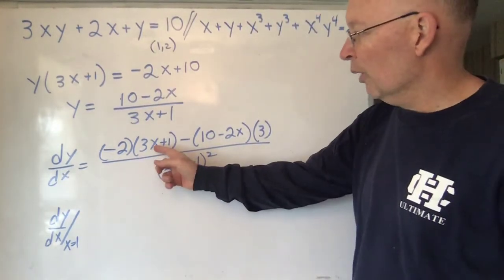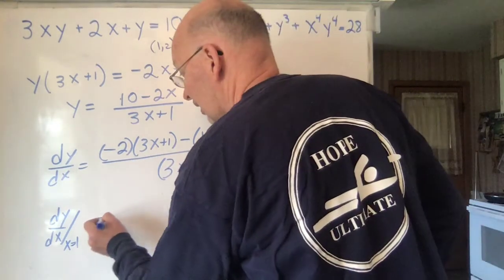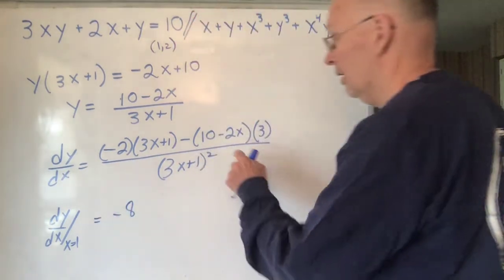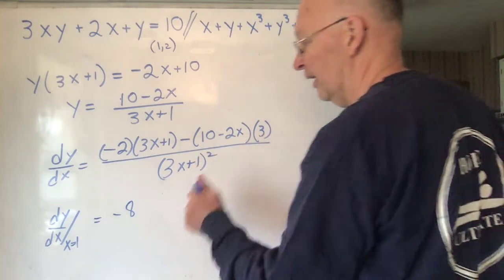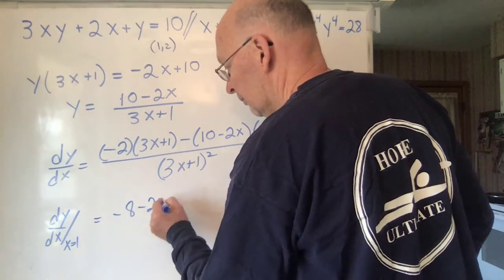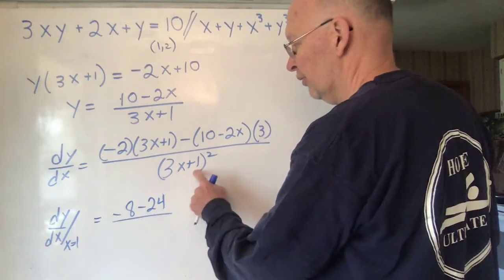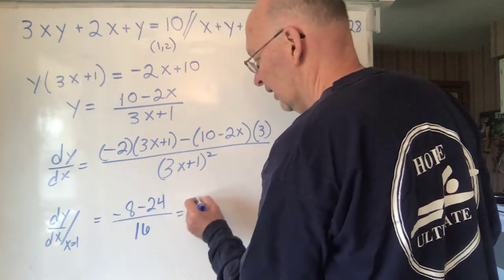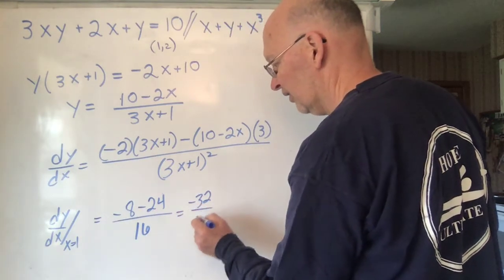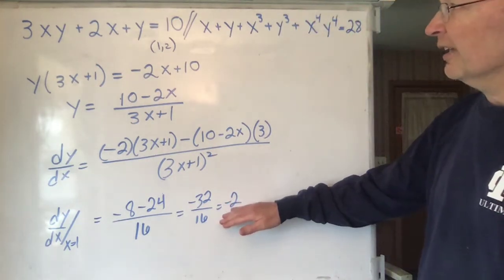And when x is equal to 1, you're going to get 3 plus 1 is 4. 4 times 2 is going to be negative 8. This is going to be 10 minus 2 is 8, times 3 is 24, minus 24. And the bottom, you're going to get 3 plus 1 is 4. 4 squared is 16. So you get negative 32 over 16, which is negative 2. So there's the slope of the tangent line.